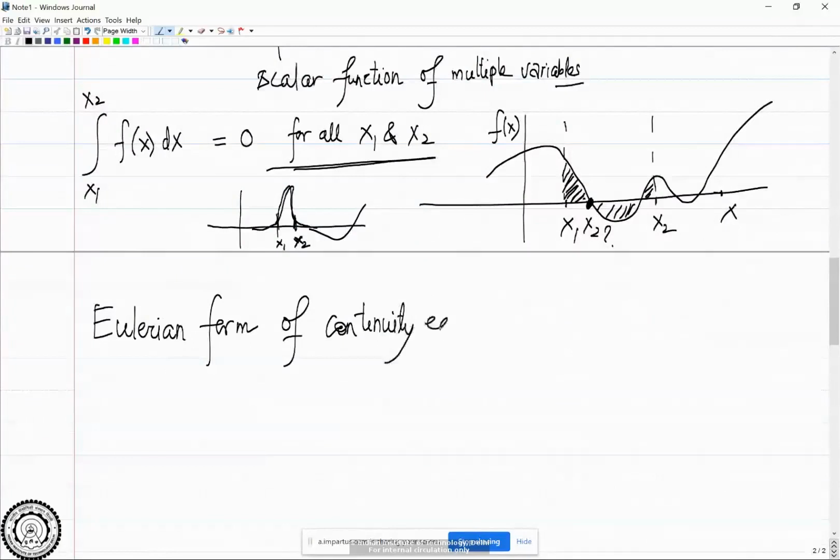You are missing a term. So it is del rho by del t, plus divergence of rho v, equal to 0. And if the flow is steady, then del rho by del t becomes 0, and then you get what you just said.